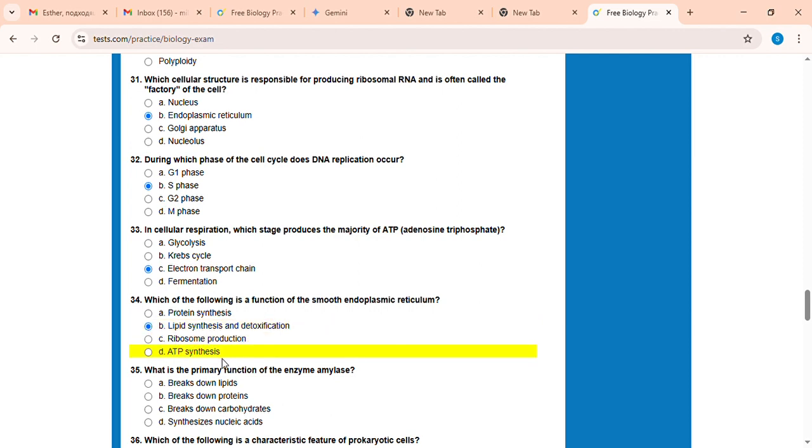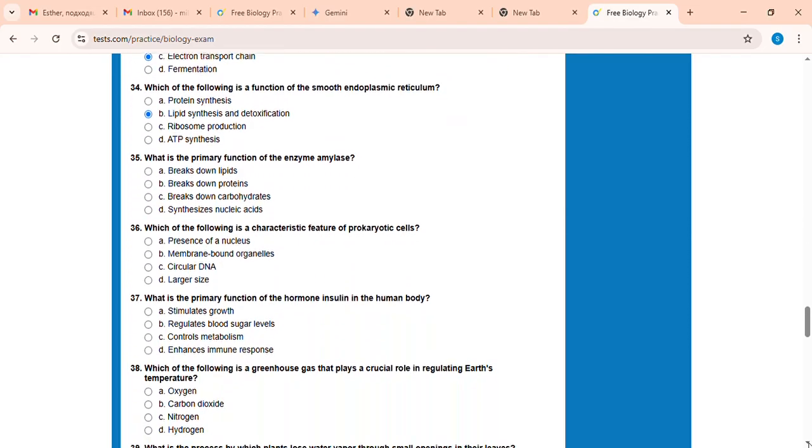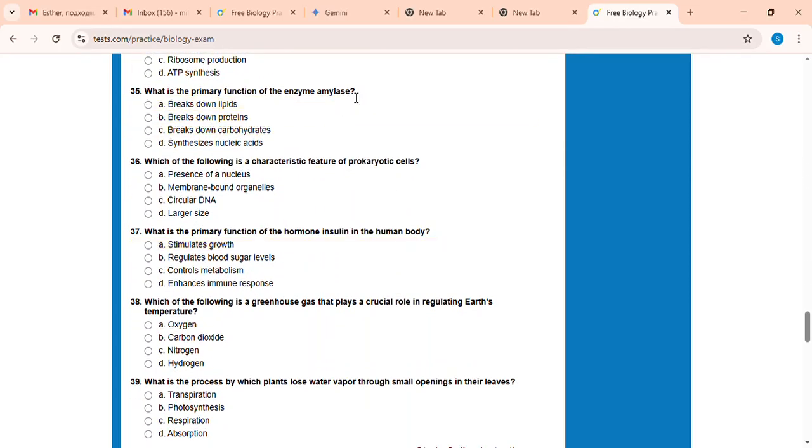This is it. What is the primary function of the enzyme amylase? Amylase should be carbohydrates. Which of the following is a characteristic feature of prokaryotic cells? Prokaryotes are small. Yeah, they are small. Presence of nucleus? No. But no, this should be. They have plasmid, I believe.